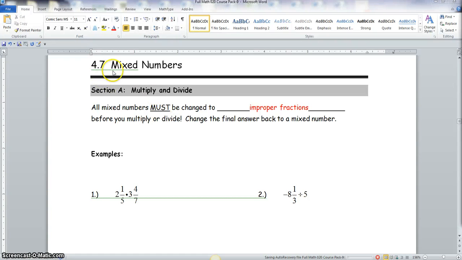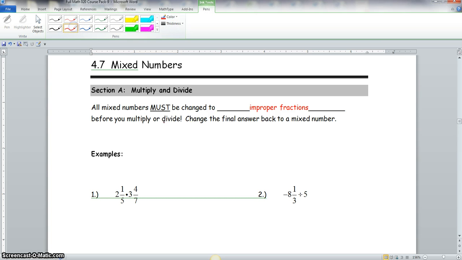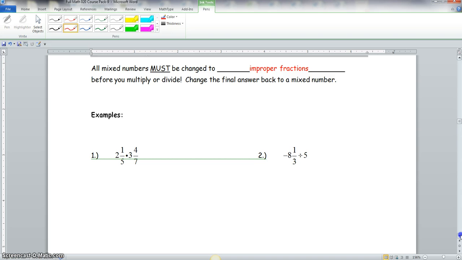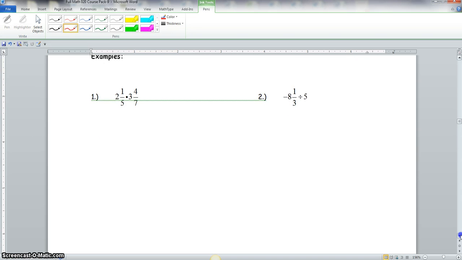Okay, class, we're about to start section 4.7, mixed numbers. All mixed numbers must be changed to improper fractions before you multiply or divide. Change the final answer back to a mixed number. Okay, now, this goes in line with what we talked about in class. Whenever you start off with a mixed number, if your final answer can be a mixed number, you are supposed to make it into a mixed number.